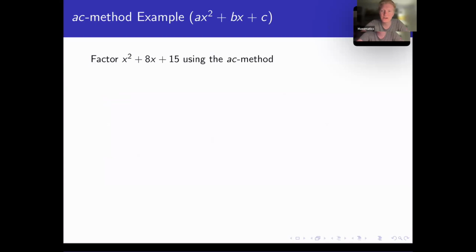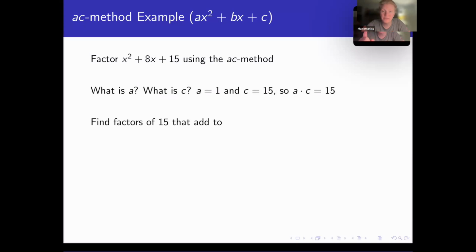So let's factor x squared plus 8x plus 15 using the AC method. Don't forget, this is ax squared plus bx plus c. What is A? What is C? A, as we see up here, is the coefficient attached to the x squared term, and C is the constant term. So the coefficient A would be just 1. This is like 1x squared. And C is our constant at the end, 15. So A times C is 1 times 15, which is just 15.